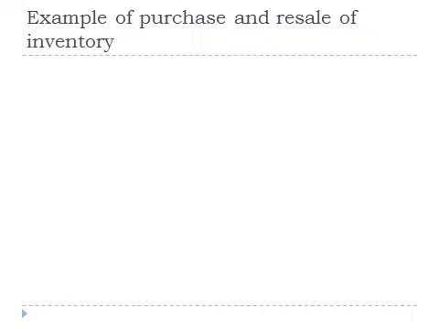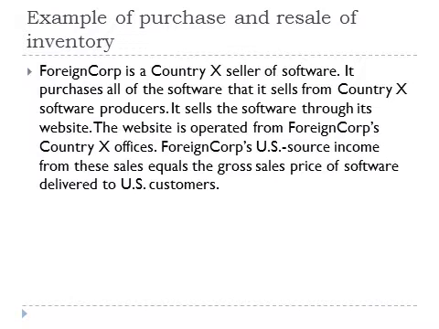Here's an example of the purchase and resale of inventory. Foreign Corp is a Country X seller of software. It purchases all of the software that it sells from Country X software producers. It sells the inventory through its website. The website is operated from Foreign Corp's Country X offices. Foreign Corp's U.S. source income from these sales equals the gross sales price from software delivered to U.S. customers.